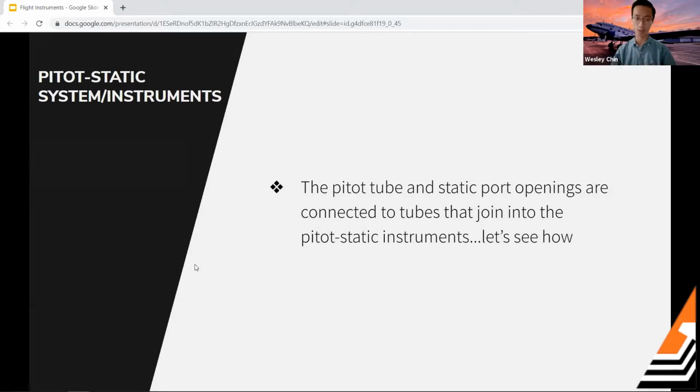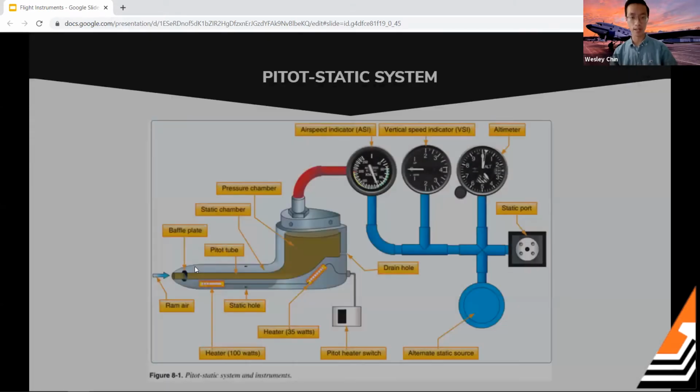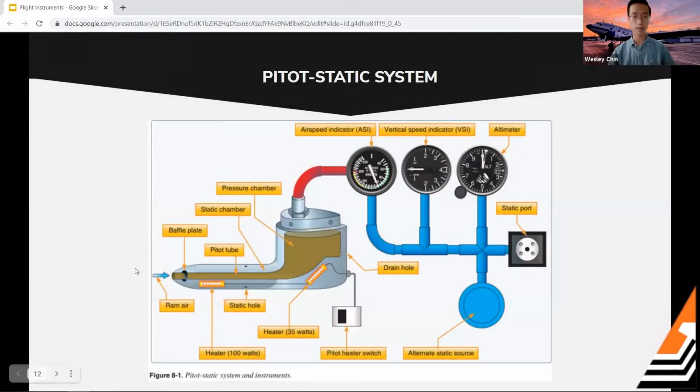All right, so the pitot tube and static port openings are all connected through different tubes that join into your pitot-static instruments. If we take a look at this diagram, which you can find in Chapter 8 of your PHAK, Pilot's Handbook of Aeronautical Knowledge, this is what it looks like, right? You've got your pitot tube, your static port, and all of the associated tubing that runs through your three instruments: your airspeed indicator, vertical speed indicator, and the altimeter. What do you notice about how the static port and pitot tube are connected to these instruments? Does every instrument utilize information from both the static port and the pitot tube?